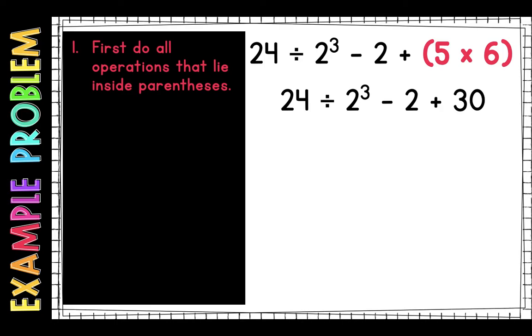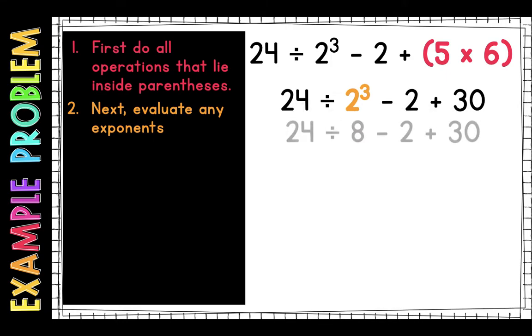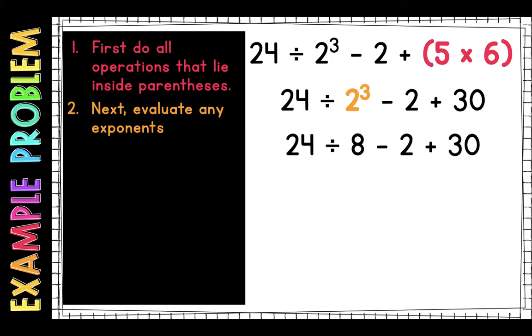Next, I need to move on and evaluate any exponents. The only exponent I see is 2 to the third power, or 2 cubed, which I know means that we're going to have 2 multiplied by itself 3 times. 2 times 2 is 4, times 2 again is 8. So I'm going to rewrite this expression as 24 divided by 8 minus 2 plus 30. I've just evaluated that 2 to the third exponent and made it into an 8.